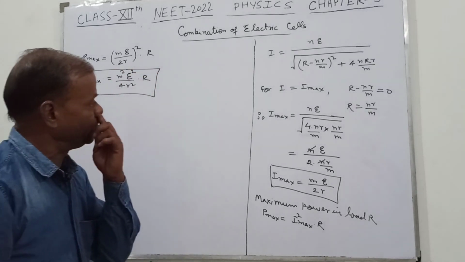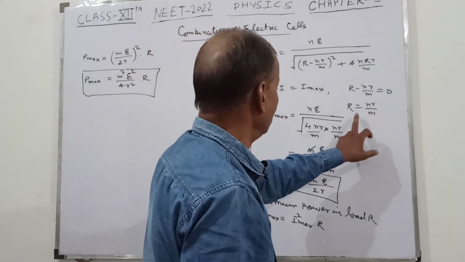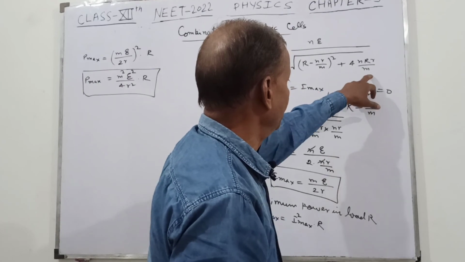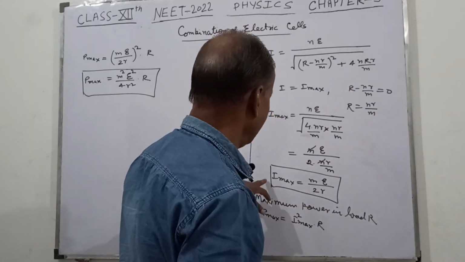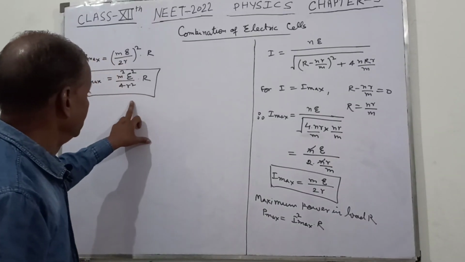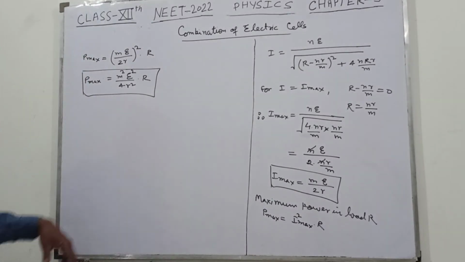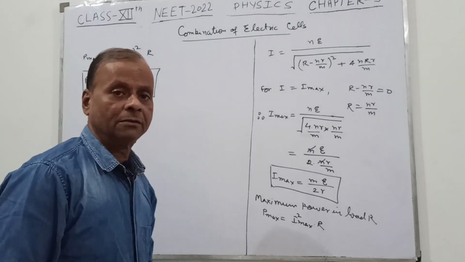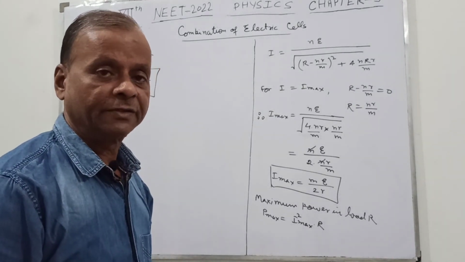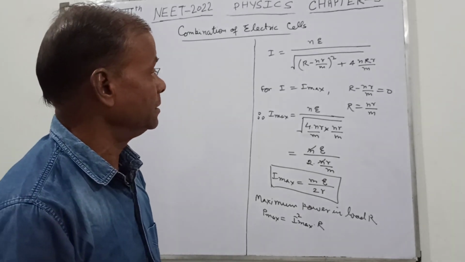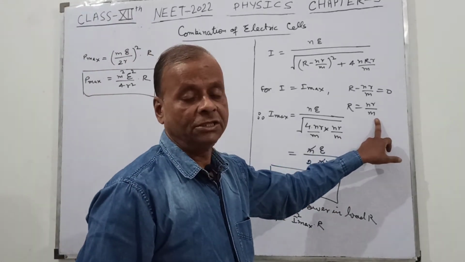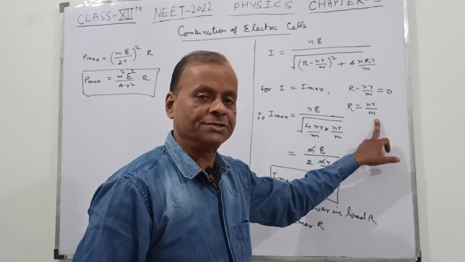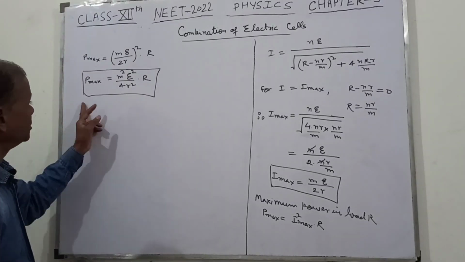And suppose you write this nr equal to mR here, then the m's will cancel. We will have the same power here. So now you can see that in the mixed combination, the maximum current and maximum power can be obtained when the external resistance is equivalent to the total internal resistance. And this is the maximum power.